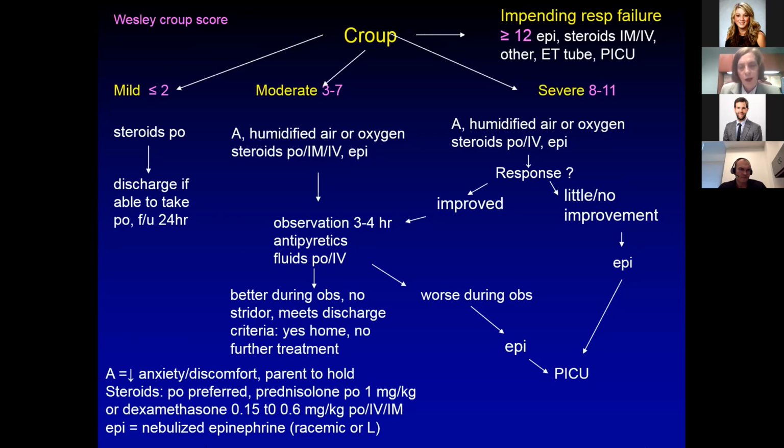That's our mainstay for croup. And observe them several hours after giving them medications. If they're severe and they get better, you can observe them, give them antipyretics to treat their fever. Make sure they're taking PO. If not, you can start an IV and do that. If they're better and they meet your discharge criteria, you can send them home. If they don't meet discharge criteria, then keep them in obs more and continue your current treatment. And of course, if they decompensate or get worse, hit them with epinephrine and send them to the PICU.